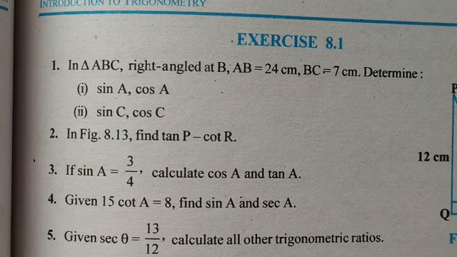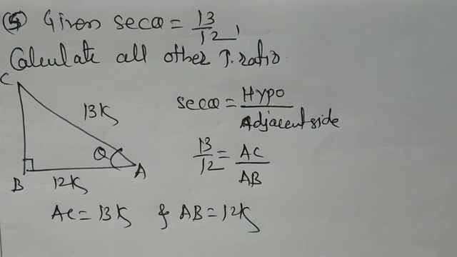For given sec theta equals 13 by 12, calculate all other trigonometric ratios. So this is example number 5. We have given that sec theta is equal to 13 by 12 and calculate all other trigonometric ratios. What is the sec theta formula? Sec theta is equal to hypotenuse upon adjacent side of an angle.